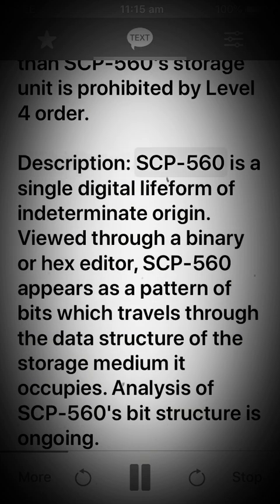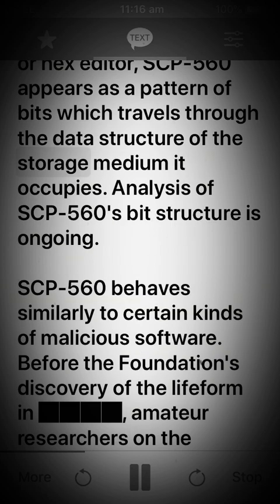Description: SCP-560 is a single digital lifeform of indeterminate origin. Viewed through a binary or hex editor, SCP-560 appears as a pattern of bits which travels through the data structure of the storage medium it occupies. Analysis of SCP-560's bit structure is ongoing.